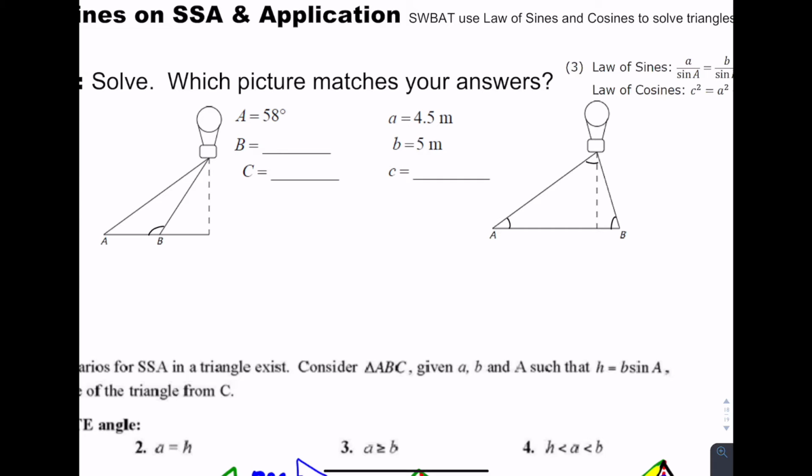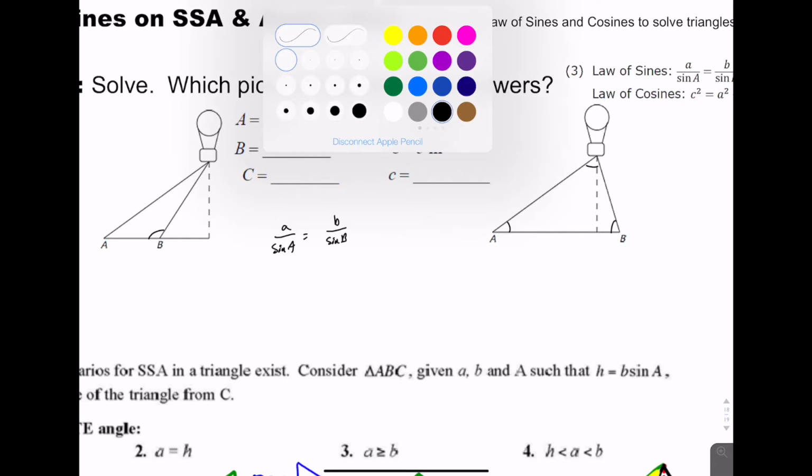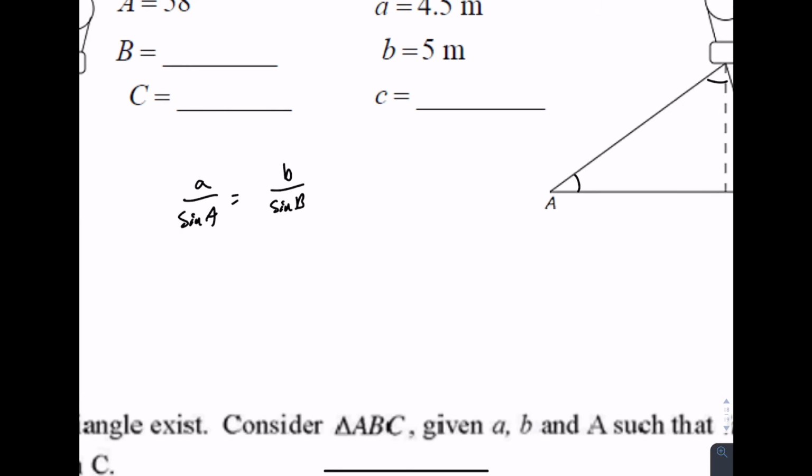Now look at that. We have a pair of angle and side, A and sine A. So we can use the law of sines right off the bat. We're going to use a over sine A equals b over sine B, to solve for B. So this is going to be 4.5 over sine 58 degrees. Remember, this has to be in degree mode. And then this is 5 over sine B.